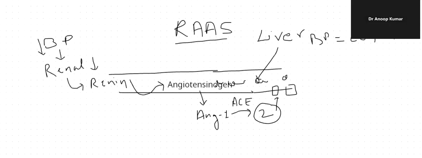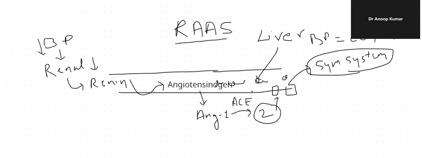Another mechanism is that angiotensin 2 is also a stimulator of your sympathetic system. We already discussed how the sympathetic system increases your blood pressure. So angiotensin 2 is a stimulator of your sympathetic system, so adrenaline and noradrenaline will be released. That will act on your beta 1 receptors and alpha 1 receptors, alpha 1 on the blood vessels and beta 1 receptors on the heart. When your beta 1 receptor is stimulated, your cardiac output is increased. When your alpha 1 receptor is stimulated, which are present in the blood vessels, it results in vasoconstriction.